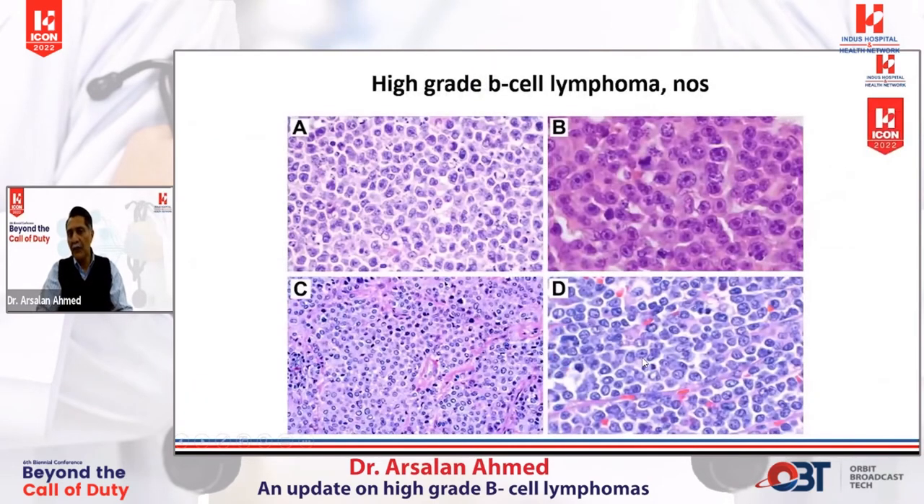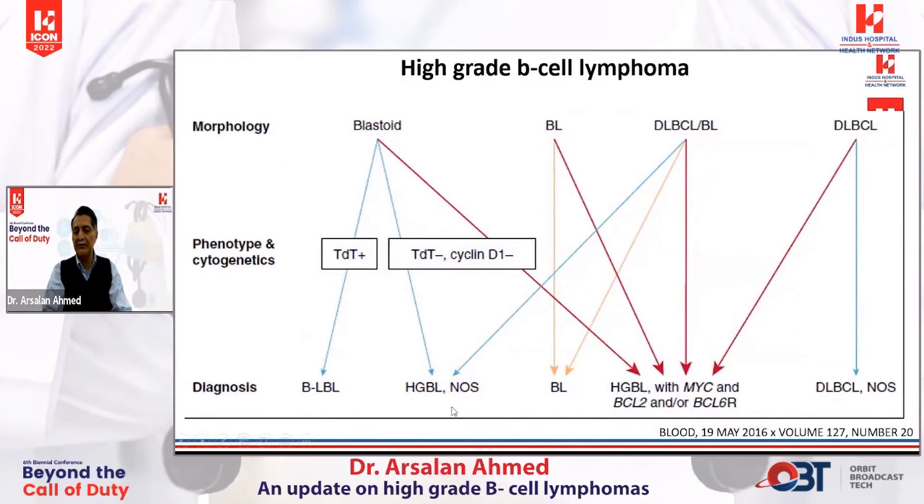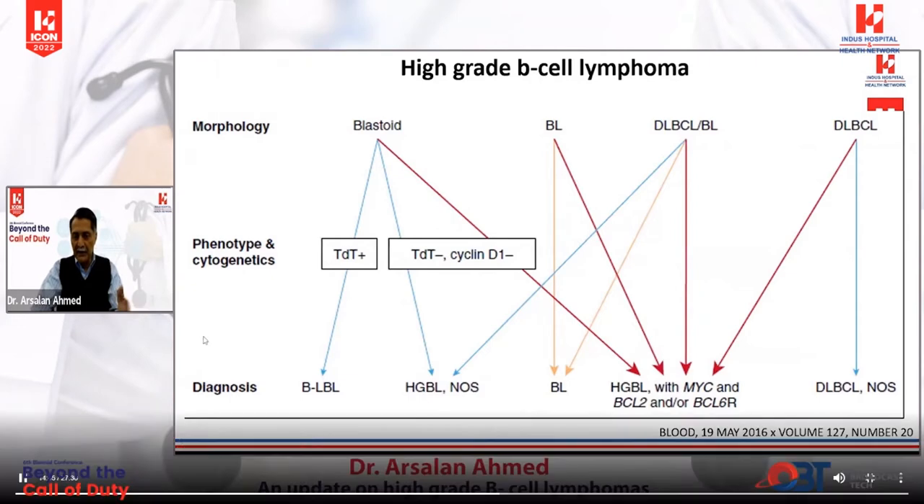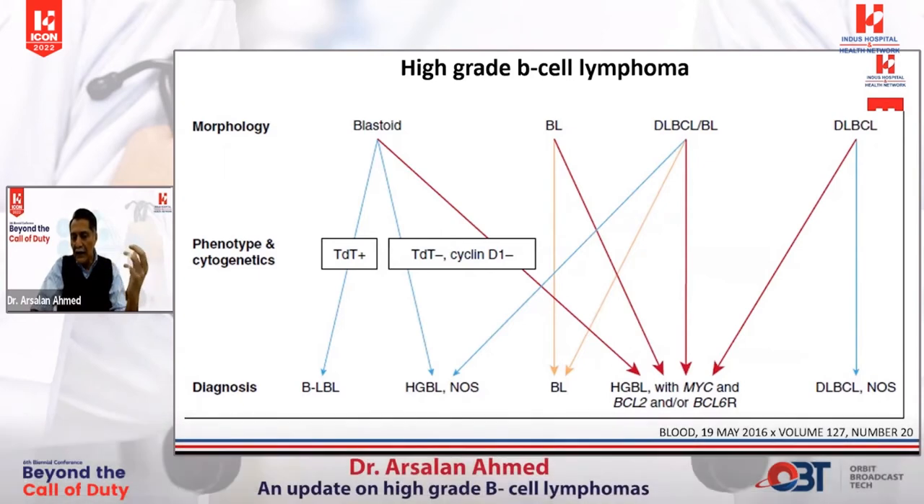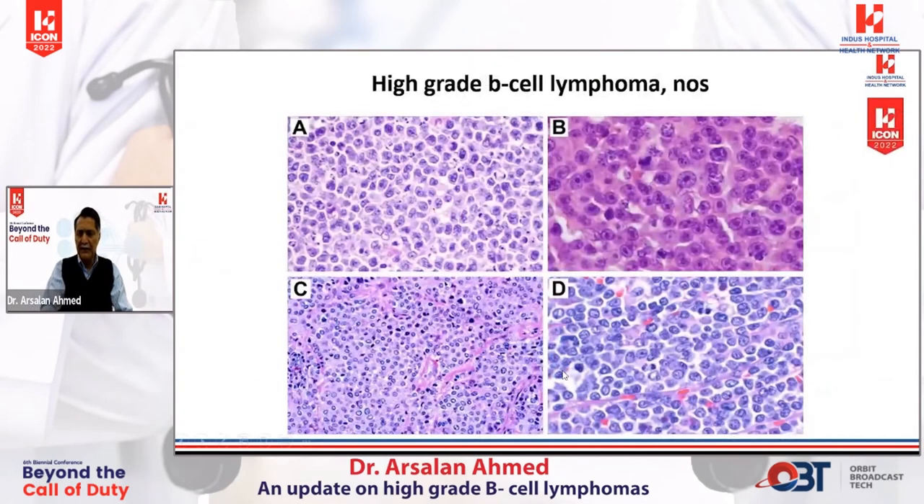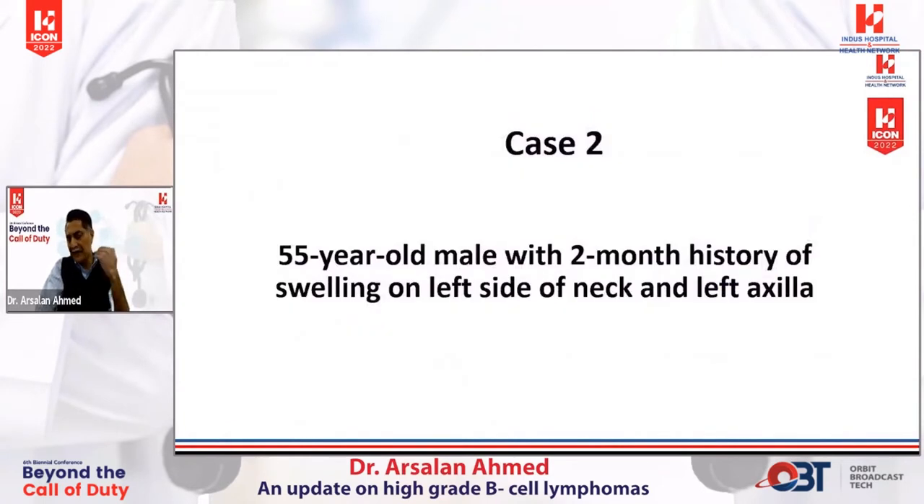There is another term, high-grade B-cell lymphoma NOS. This is important because in this, nothing comes out. Just CD20 positive, they look blastoid, no rearrangement, TdT is negative, CD5 and cyclin D1 negative, and they look like blasts. So we call them high-grade B-cell lymphoma NOS. Features like this fall into the category of high-grade B-cell lymphoma NOS. So I finished DLBCL and high-grade B-cell lymphomas with MYC rearrangement and BCL2 or BCL6 translocation. Please keep them in mind.